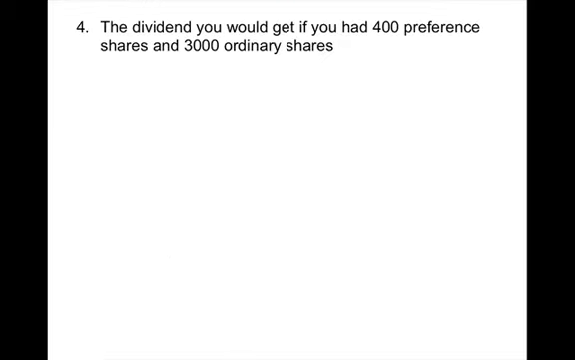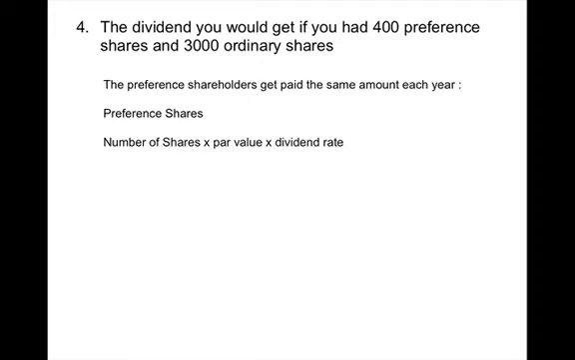What dividend would you get if you're a shareholder if you had 400 preference shares and 3,000 ordinary shares? So the preference shares get paid the same amount each year. So all you do is you get the number of shares you've got times by the par value times by the dividend rate. So that's 400 shares, that's how much you own. They're $2 of the par value and 5% is the div rate. Times that out and you get $40.